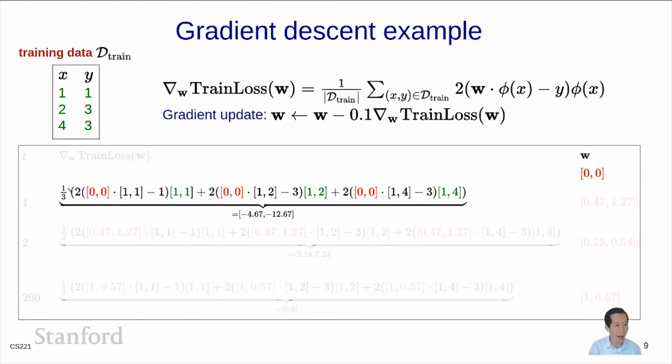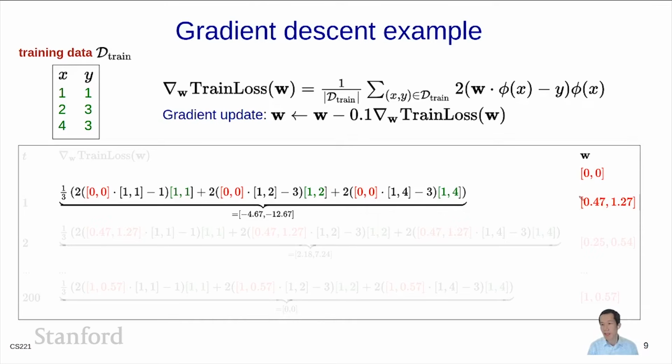And that is this. This is just simply the average, 3 examples, 1 over 3. Here's the first example, here's the second example, here's the third example. Each example consists of the dot product, the prediction minus target, times the feature vector of that example. So I'll let you go through the details here, but if you do the math, you get minus 4.67, minus 12.67. You multiply by the step size, and you get this weight.